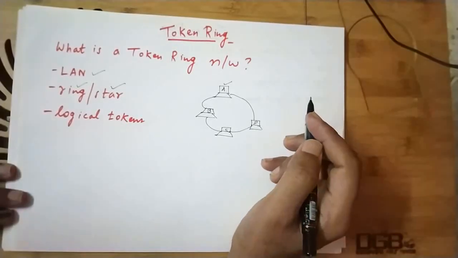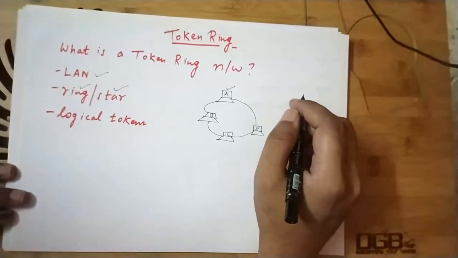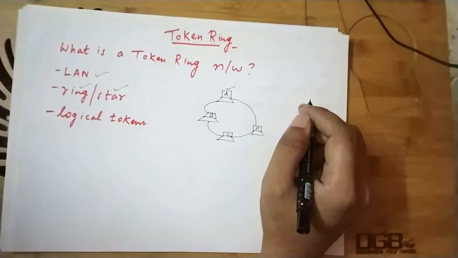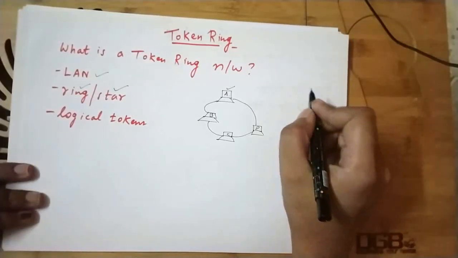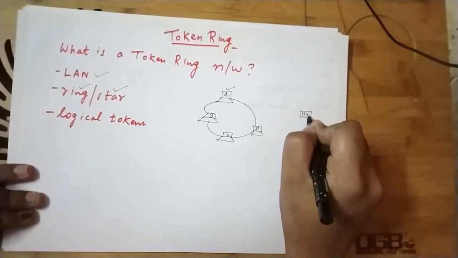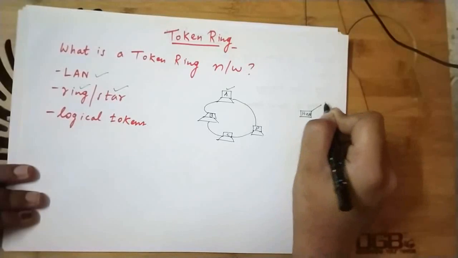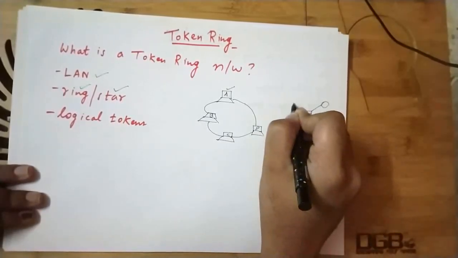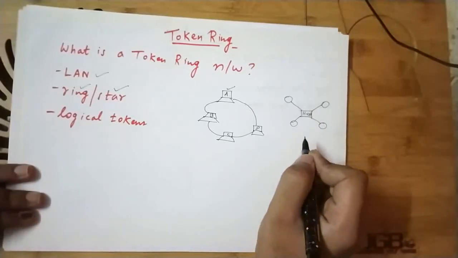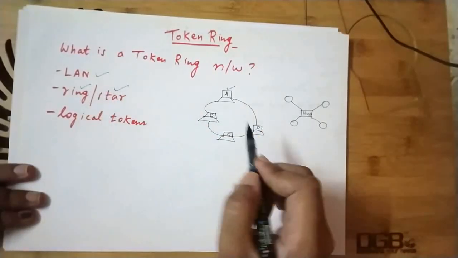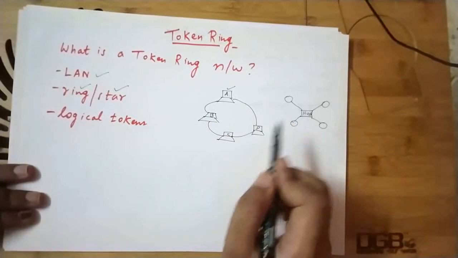And what about star topology? In a star topology, you have all nodes connected to a central connection point like a switch or a hub. Let's say this is my central connection point, let's say this is my hub. And to this hub, I'll have multiple nodes which are connected to it. So a token ring network may follow either ring topology or star topology.